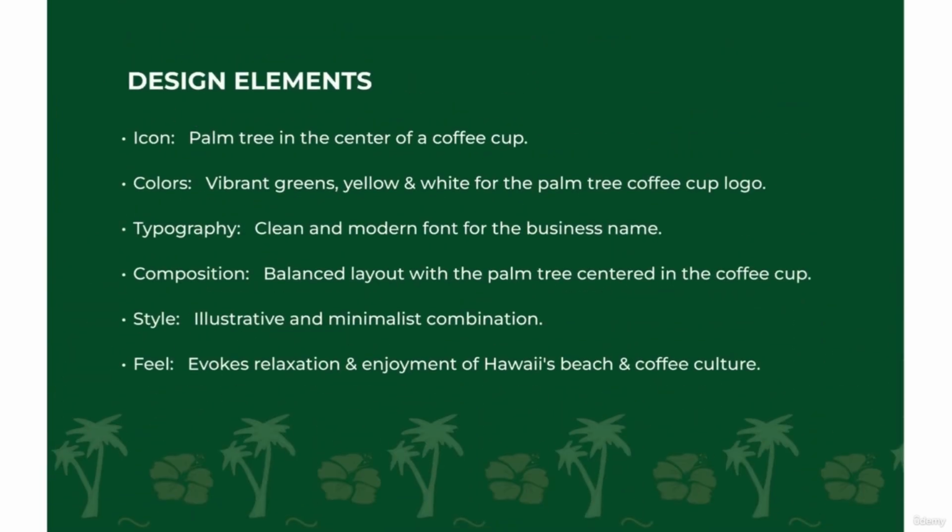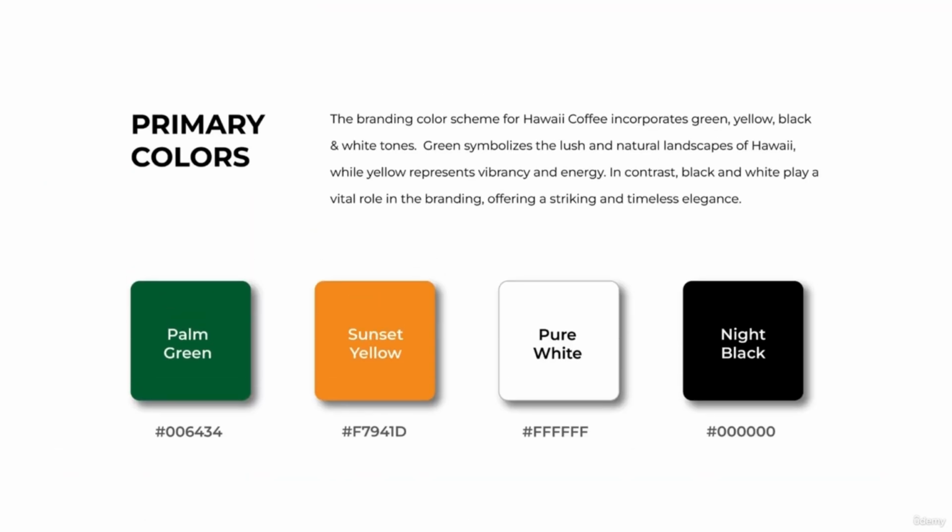All right, next, you can talk about all the design elements like the icon, colors, typographies, composition, design style, and overall feel. Next, explain the color scheme with a short description. For example, you can say, green symbolizes the natural landscape of Hawaii. Yellow represents vibrancy and energy. And the color code are palm greens, sunset yellow, pure white, and night black.